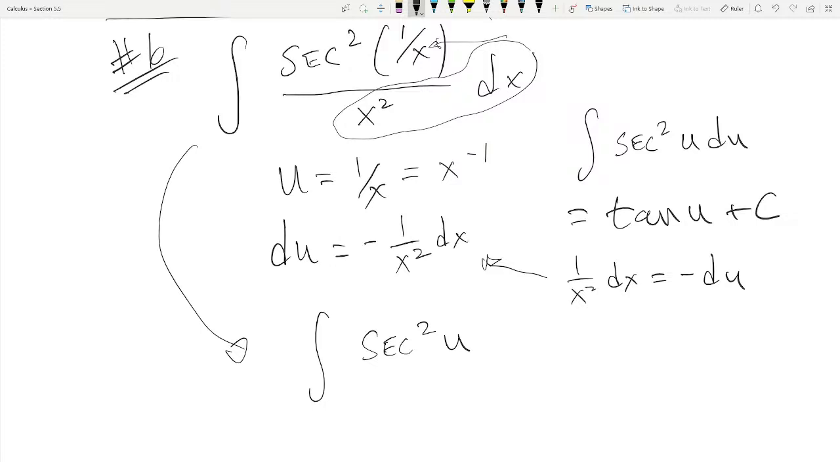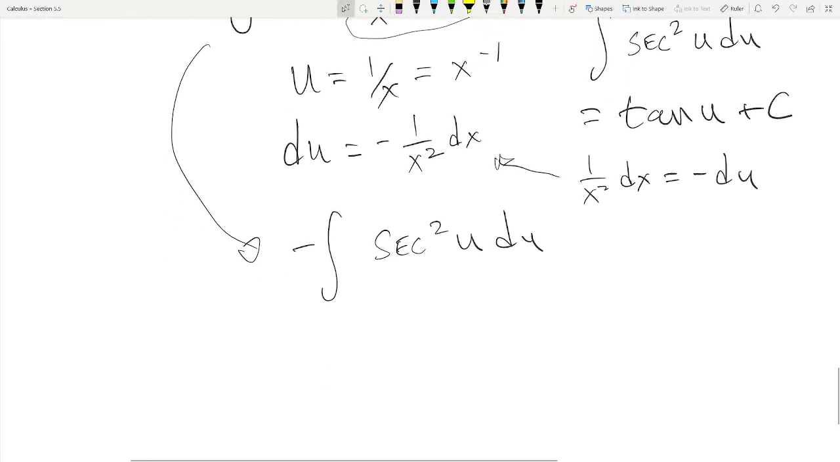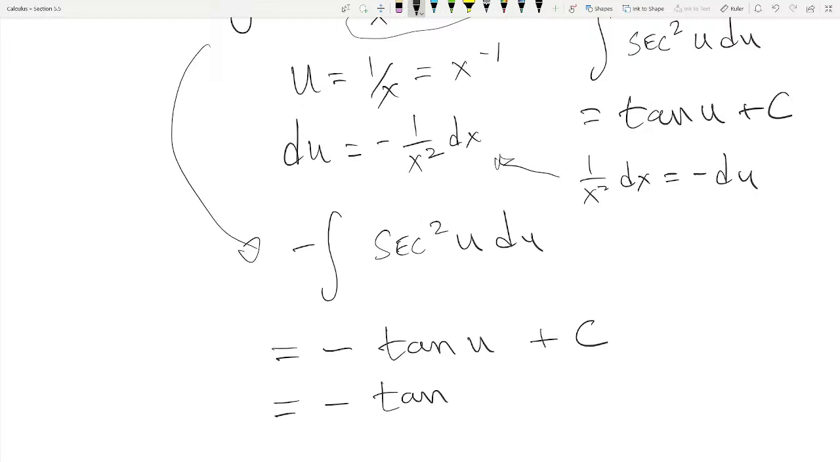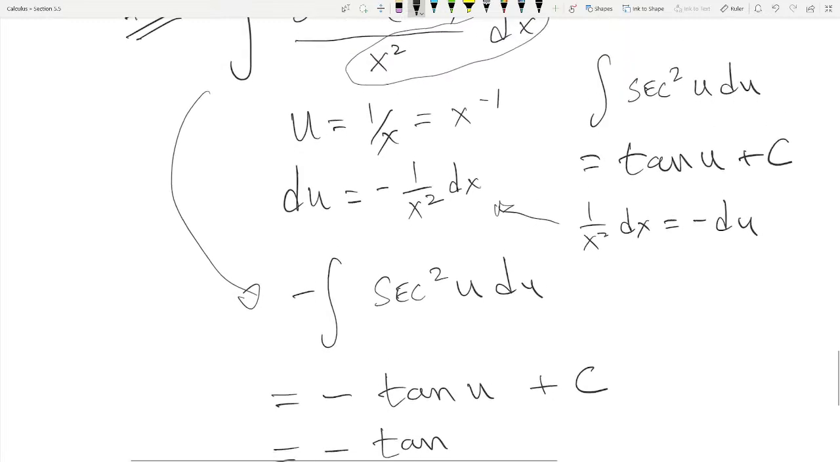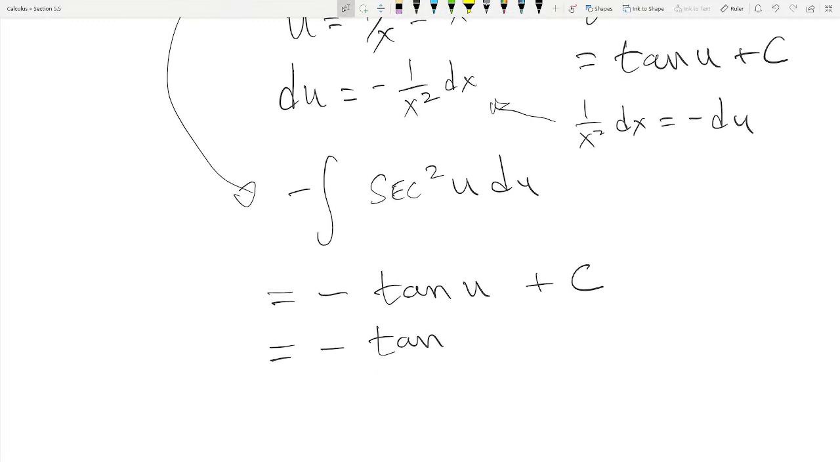And now I've accounted for everything. I have a minus there, I have a du, and look, it's that integral that I know how to do. That's going to be negative tangent of u plus a constant. But then, of course, the problem wasn't presented to me in u, so I have to put it back the way I found it. I decided that u, or the book did, u was 1 over x. So I'm going to put that in for u, and then I'm done.